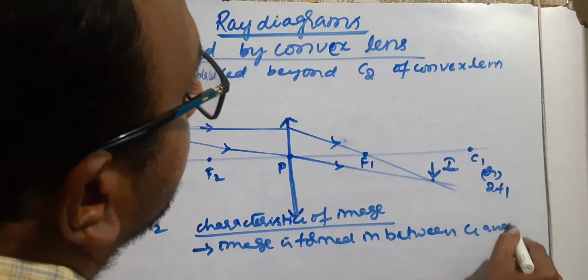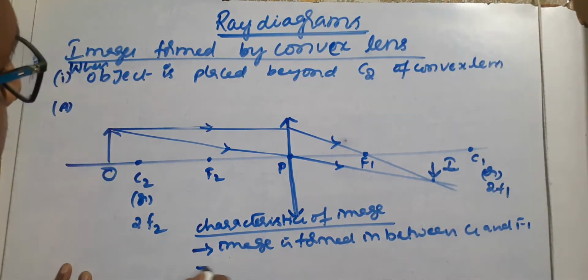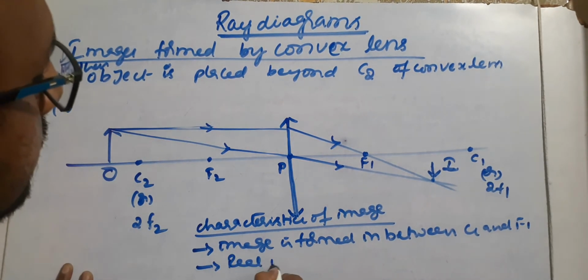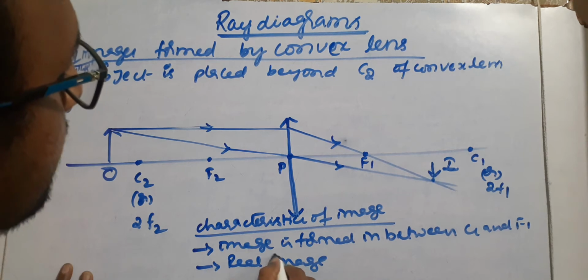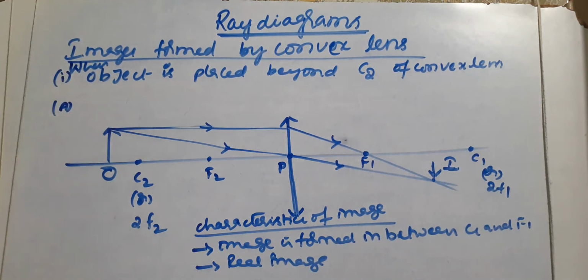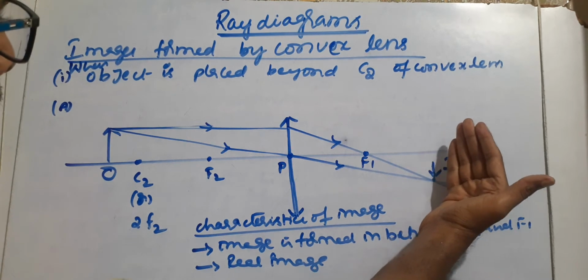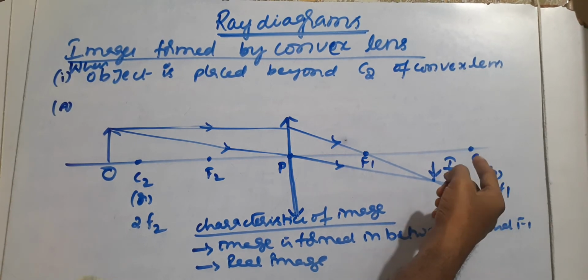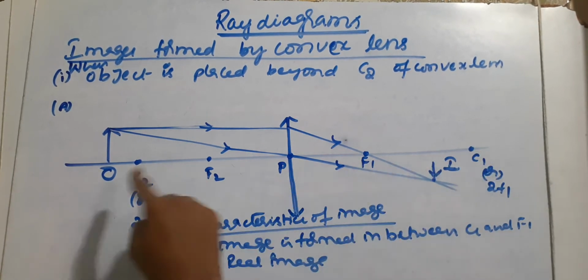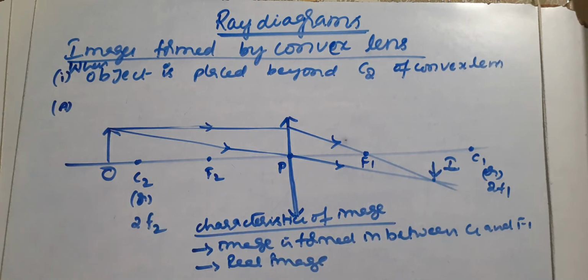C1 and F1, and this is a real image because it is not visible directly. When you bring a screen, like a white paper, between C1 and F1, the image will be formed. That is why it is a real image. Real images are not visible directly. We can see them after capturing them on the screen. So it is a real image.